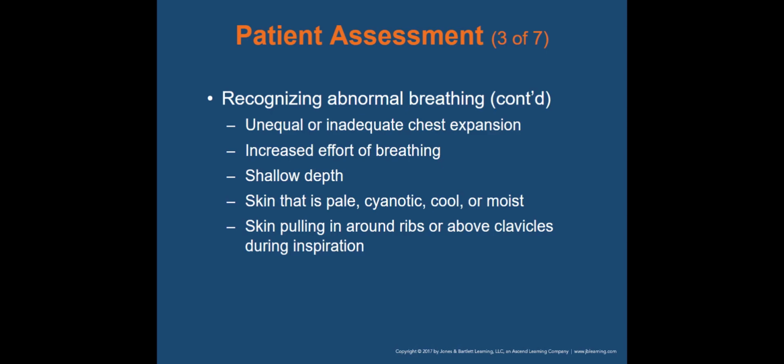Unequal or inadequate chest expansion resulting in reduced tidal volume, increased effort of breathing, use of accessory muscles, shallow depth, aka reduced tidal volume, skin that is pale, cyanotic, cool or moist, or diaphoretic, skin pulling in and around the ribs or above the clavicles during inspiration, aka retractions.